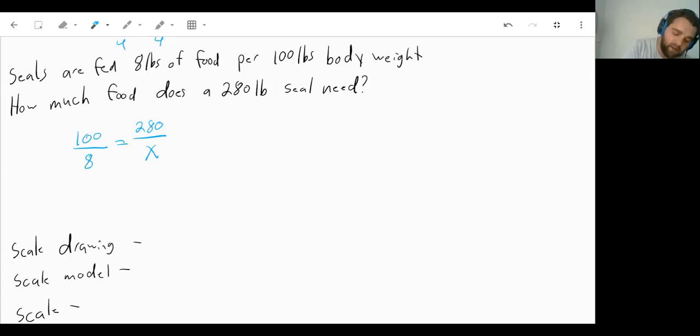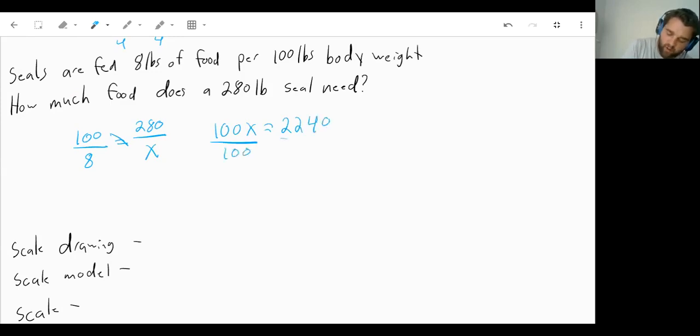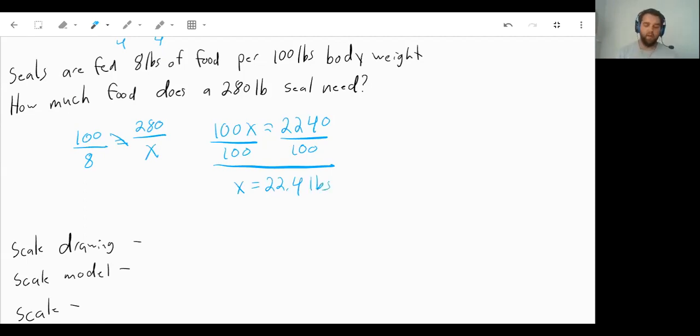Let's solve. So 100 times x gives us 100x. 8 times 280 comes out to 2,240. We can now divide both sides by 100, and that's going to come out to x equals about 22.4 pounds of food. I'll toss my label on there too. So that's another way that you can use proportions.